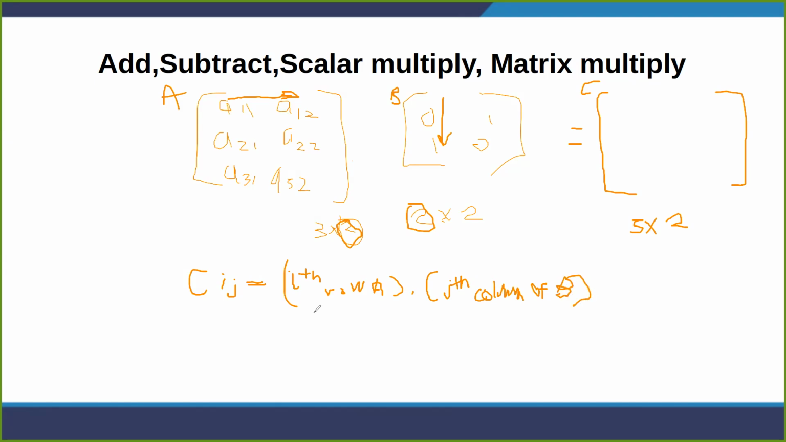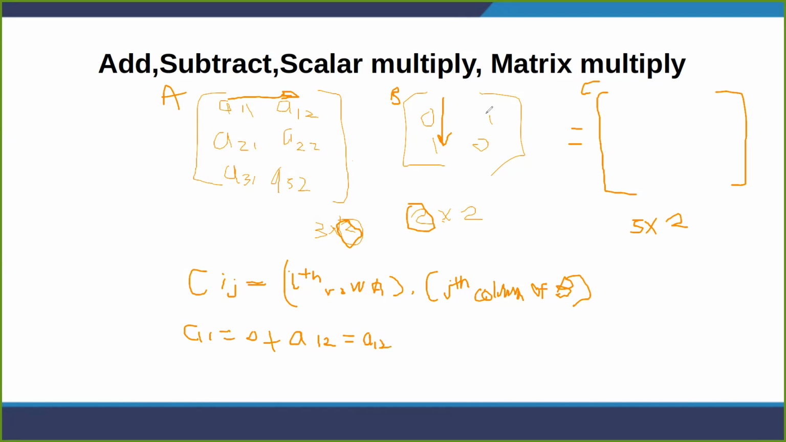Okay, so the ith row of A and the jth column of B. So how do I say that? Let's say the ith is 1 comma 1, C11. C11 is basically this first row and this first column. So A11 into 0, 0 plus A12 into 1, A12. So this is your answer, A12.